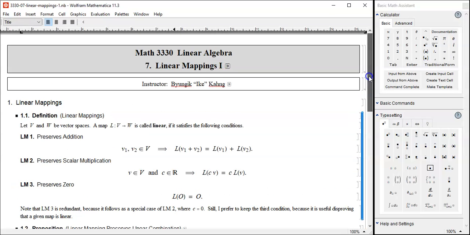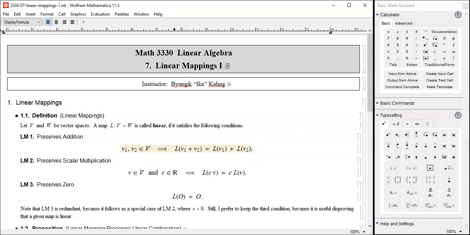Here's the definition. A map from one vector space to another is called linear if it satisfies these conditions. Number 1, it preserves the addition. Number 2, it preserves the scalar multiplication. And number 3, it preserves the zero vector. The third condition is not really necessary because you can always plug in c equal to 0, I mean the scalar 0 here, then the third condition pops up. So it is not really necessary by itself, but let's include it anyway for the sake of convenience.